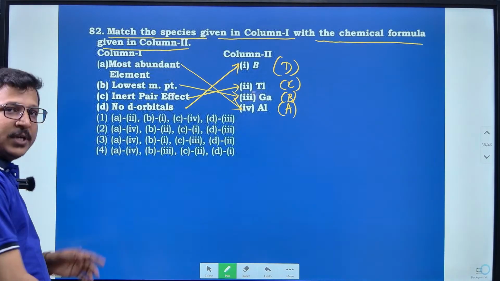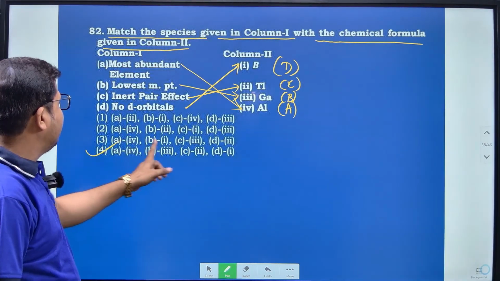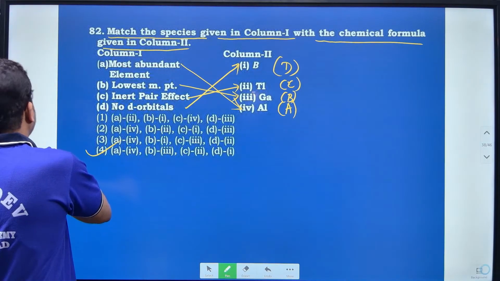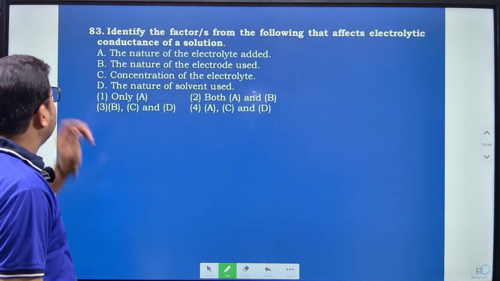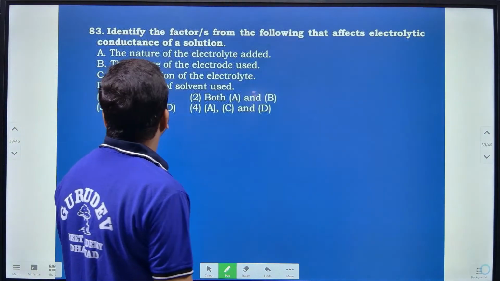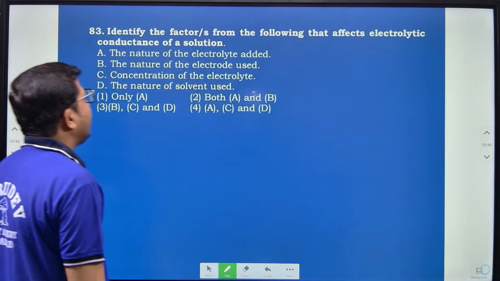Therefore, the right option is option number 4, A4, B3, C2, D1. Okay, right. Move to the next question. That is 83. Identify the factor from the following that affects the electrolytic conductance of the solution.